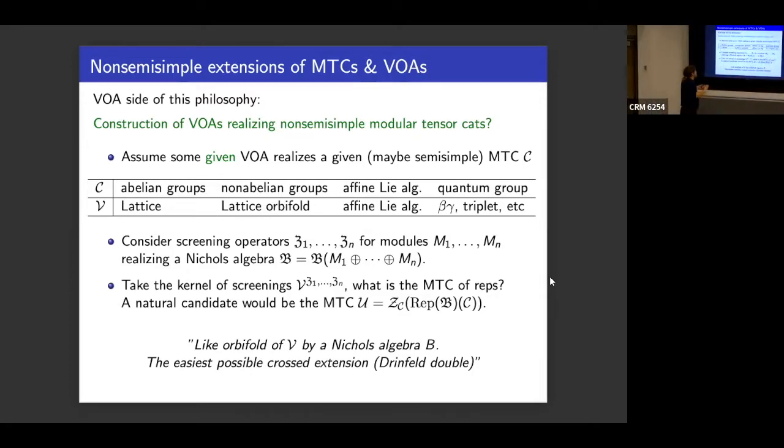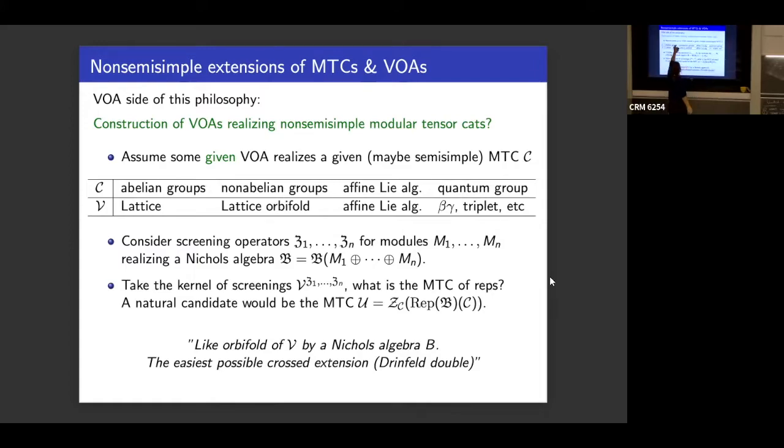Assume now the same thing. So classifying VUAs is difficult, and classifying semi-simple VUAs is also difficult. So suppose we have a given VUA that realizes some tensor category C, which imagine to be semi-simple, doesn't have to be, but imagine it to be semi-simple for a second. Assume we have some realization.